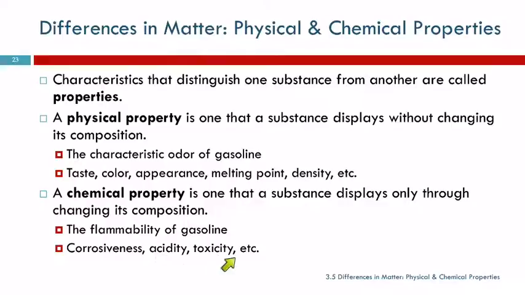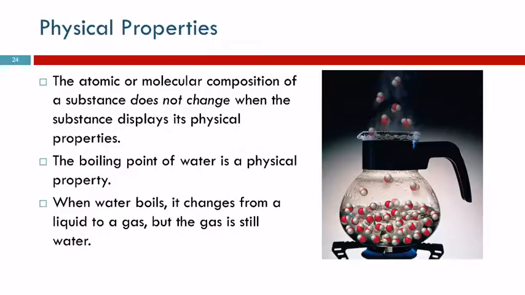Corrosiveness, acidity, toxicity, these sorts of things are all chemical properties. Iron rusts when it's exposed to air and water. To demonstrate that property of the iron, you destroy the iron. You change it into something else. When you demonstrate a physical property, you do not destroy the substance. So the composition of the substance doesn't change when we display physical properties.